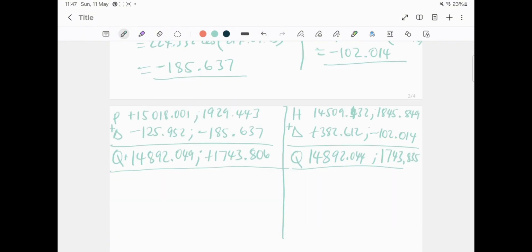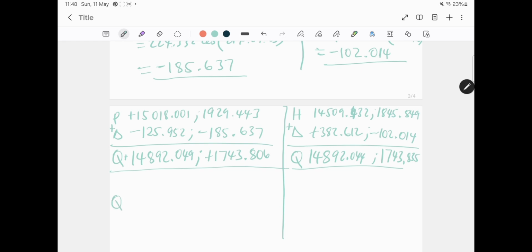Okay, so from here to find the point Q, since in this case we can see that our points are different. Let's see, it's 1845,849 minus 102,014, 1929,443. 1929,443 minus 185 is 370. Okay, so we're just going to find averages of these points because they are very different.